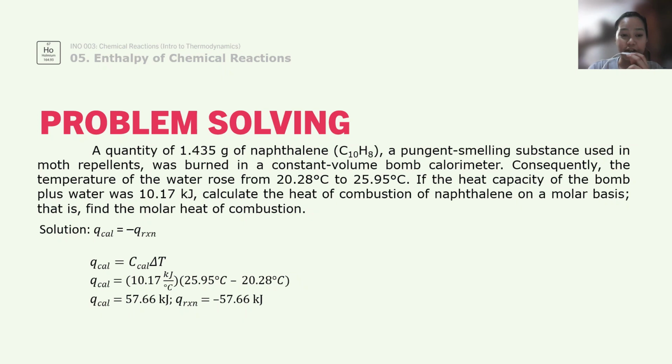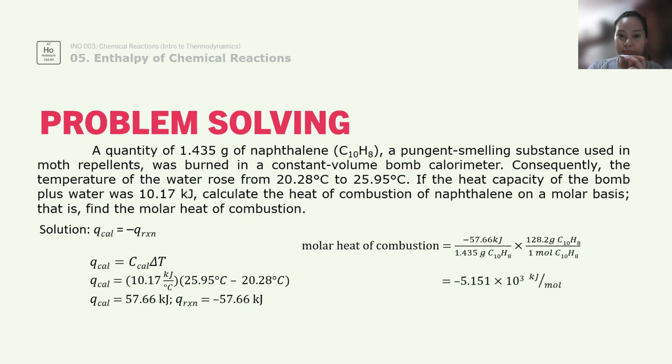of negative 57.66 kilojoules. Now, we must use the given mass of naphthalene as the conversion factor and multiply it with the molar mass of naphthalene to get the molar heat of combustion. The molar heat of combustion is equal to negative 5.151 times 10 raised to 3 kilojoules per mole.